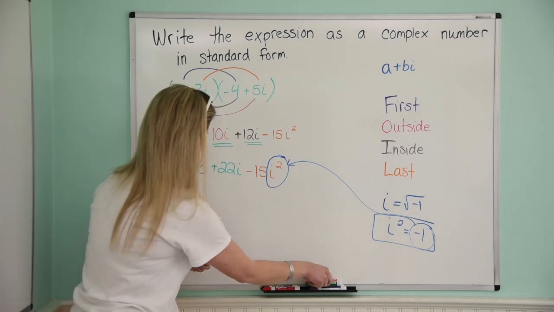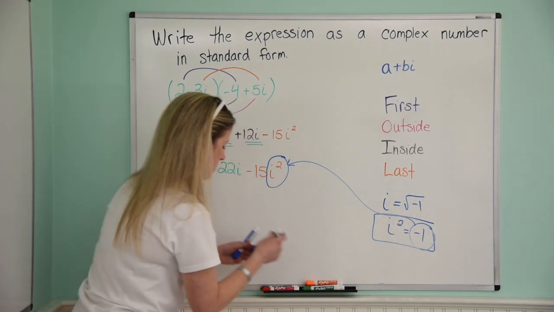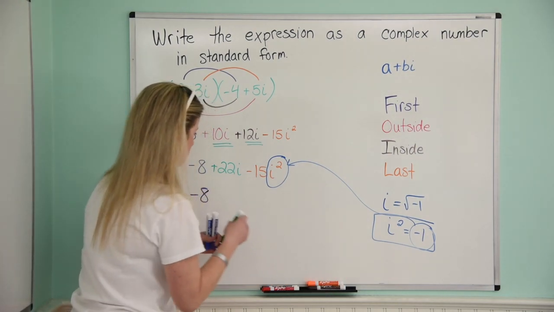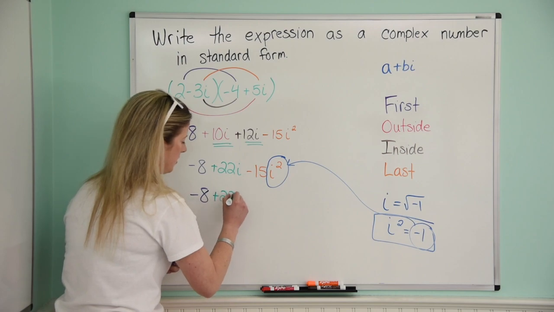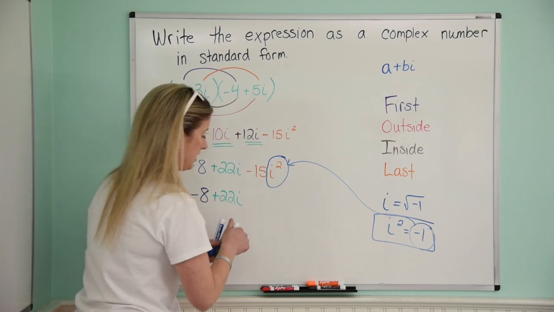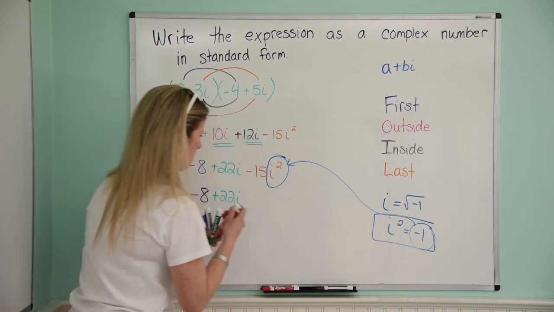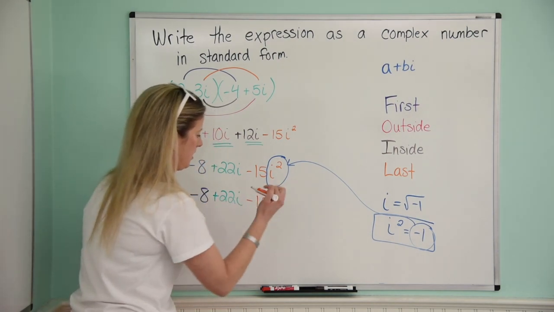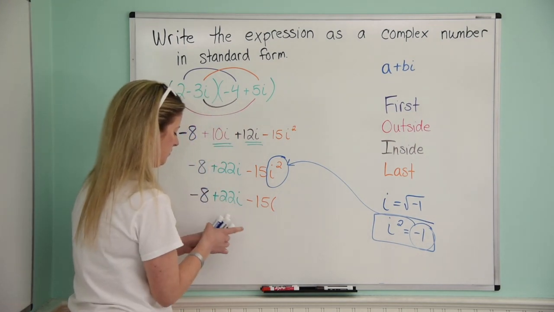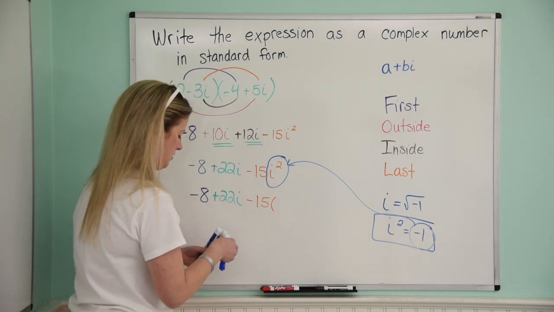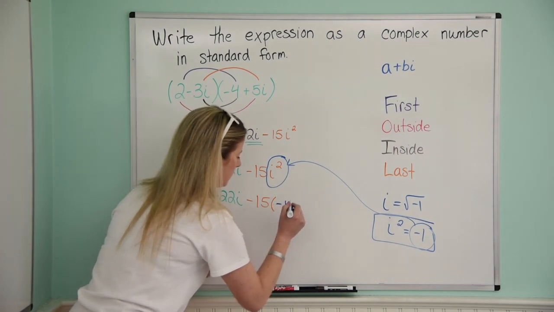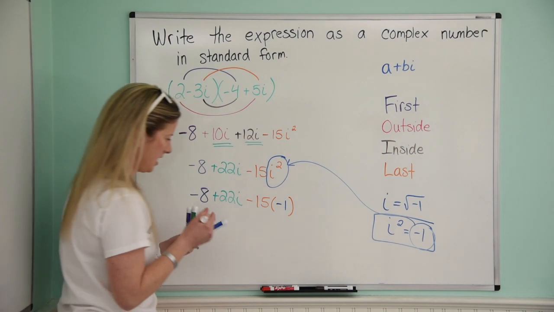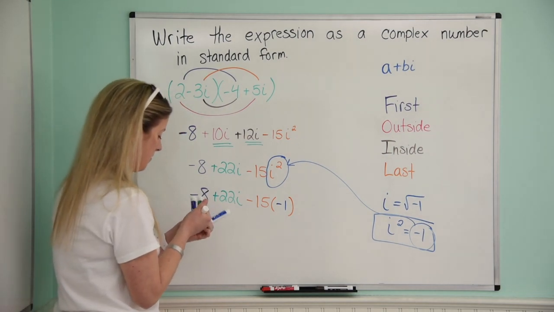Now, where's my purple? So we've got negative 8 plus 22i, and then minus 15, and then i squared is negative 1. So we will put a negative 1 in there. Perfect. Awesome. Now we just simplify more.